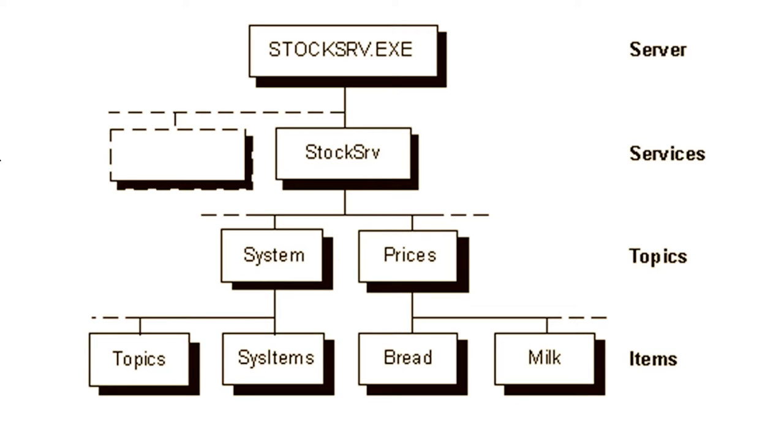DDE is a really old local interprocess system for Windows. It has a client and a server, and the server publishes just usually one service for the whole application. And then under that it publishes topics. The system topic is supposed to reflect and allow you to explore the other topics and to control the application. And then the other topics depend on what the application is. Within a topic, there are items, and each request is for an item.